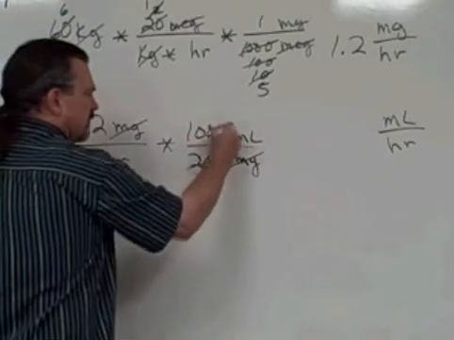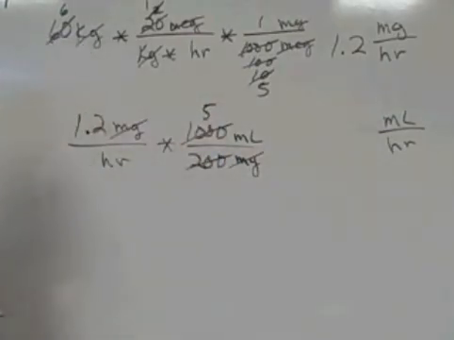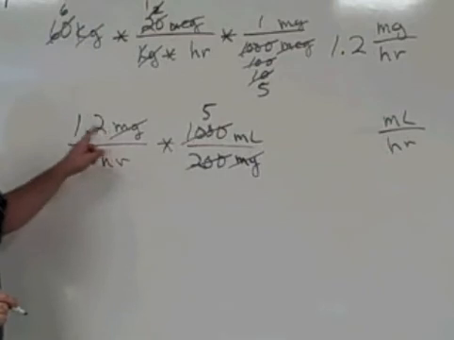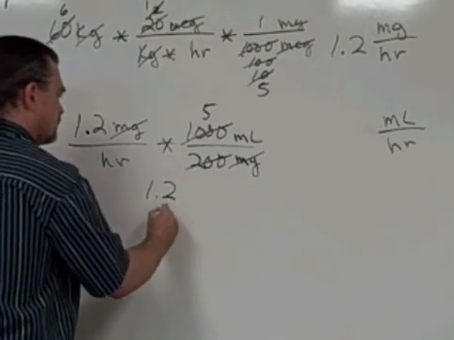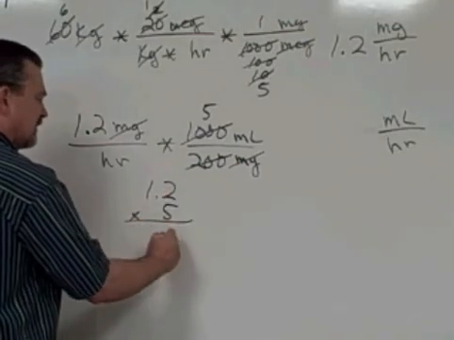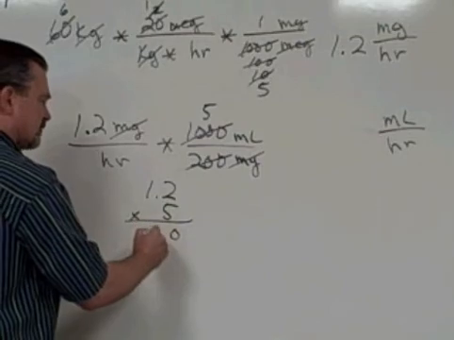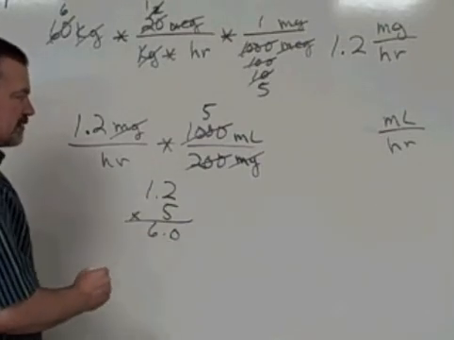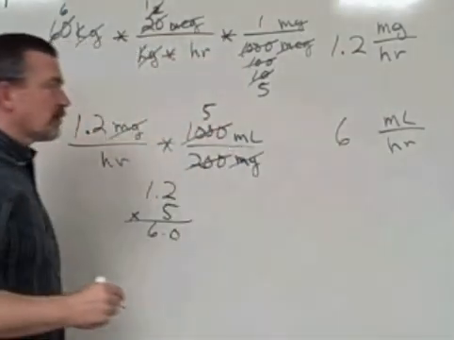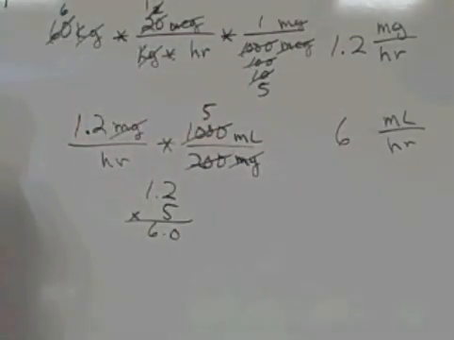Well, 200 will go into 1,000 5 times. And now it's just a matter of multiplying 5 times 1.2. And 5 times 1.2 would give us 6. 1.2 times 5, 5 times 2 is 10, 0 carry the 1, 5 times 1 is 5, and 1 is 6. Need our decimal point there because we had one digit to the right. So the correct setting of milliliters per hour for our IV equipment would be 6 milliliters per hour.